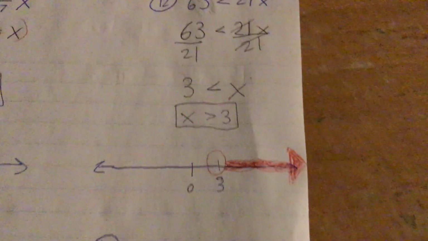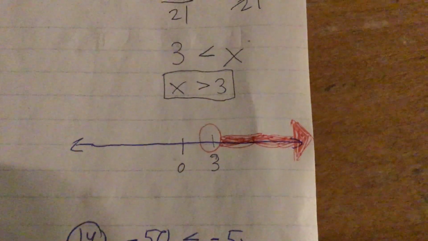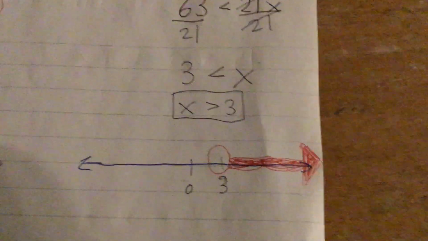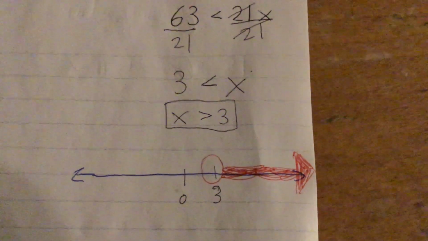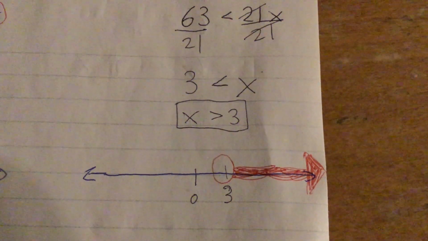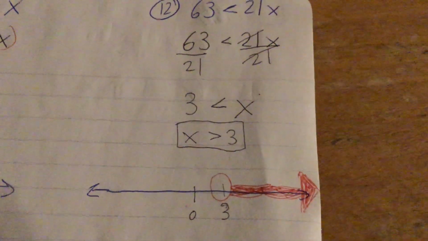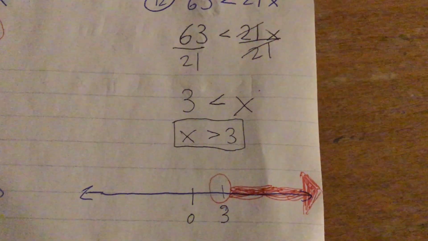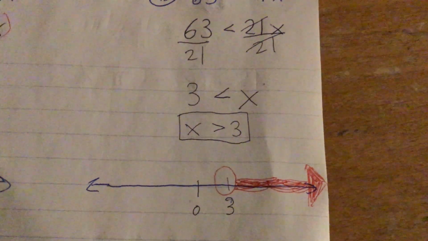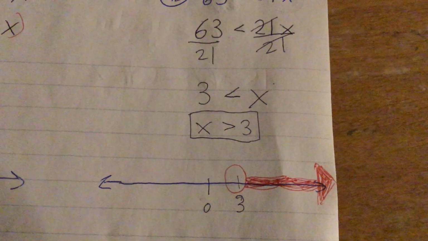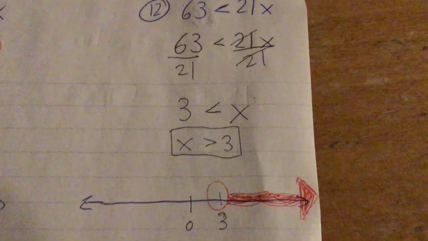However, 3 is my endpoint. Look at the solution. X is greater than 3. Is 3 itself invited to the birthday party? No. 3.1, 3.01, 3.0001, just barely above 3 is invited to the birthday party, but 3 itself is not included in the solution set.